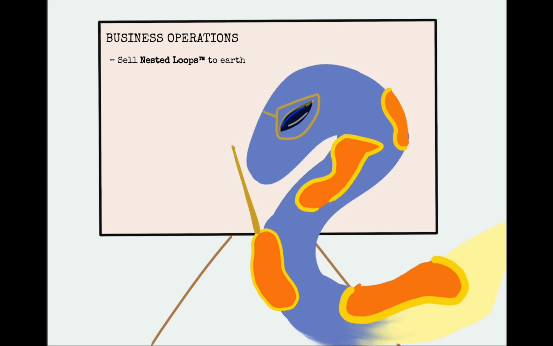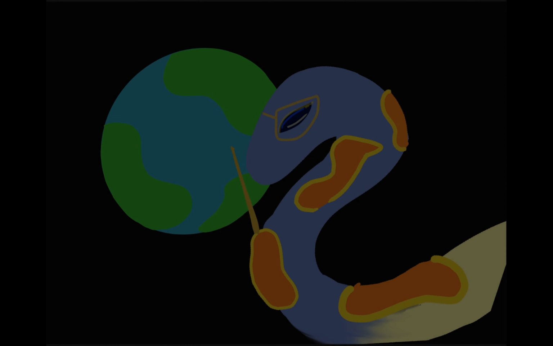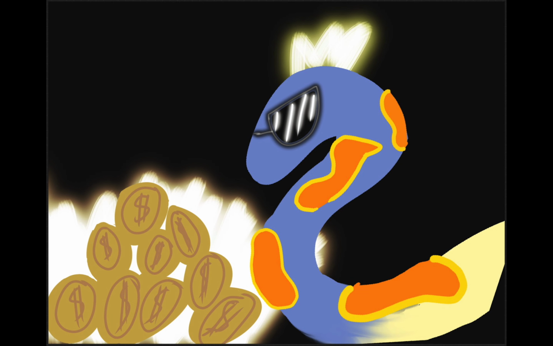So, the snakes on planet Yoke used the idea of nested loops to increase the production of cereal. They were able to sell it to planet Earth. The cereal was booming and they were rich. Later, by selling the technique of nested loops, they were able to make more and more cereal and more money.